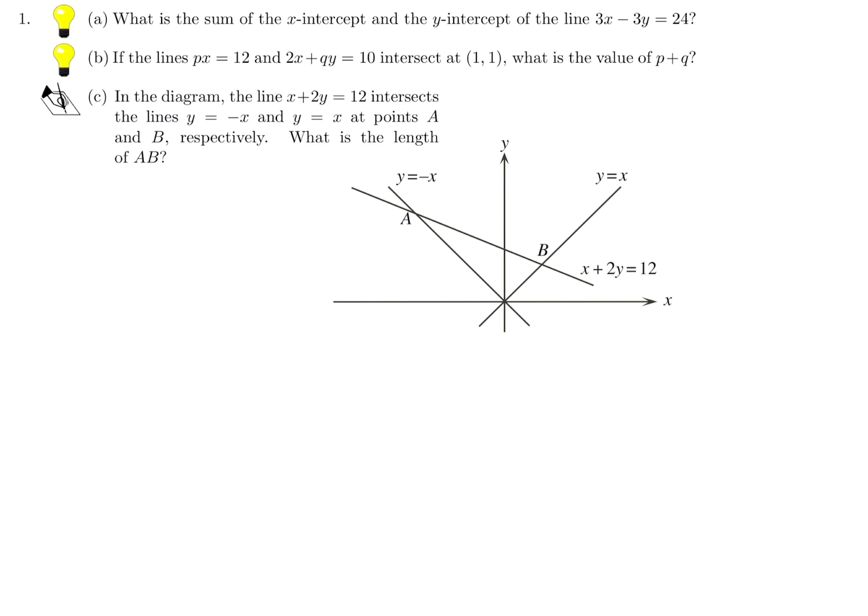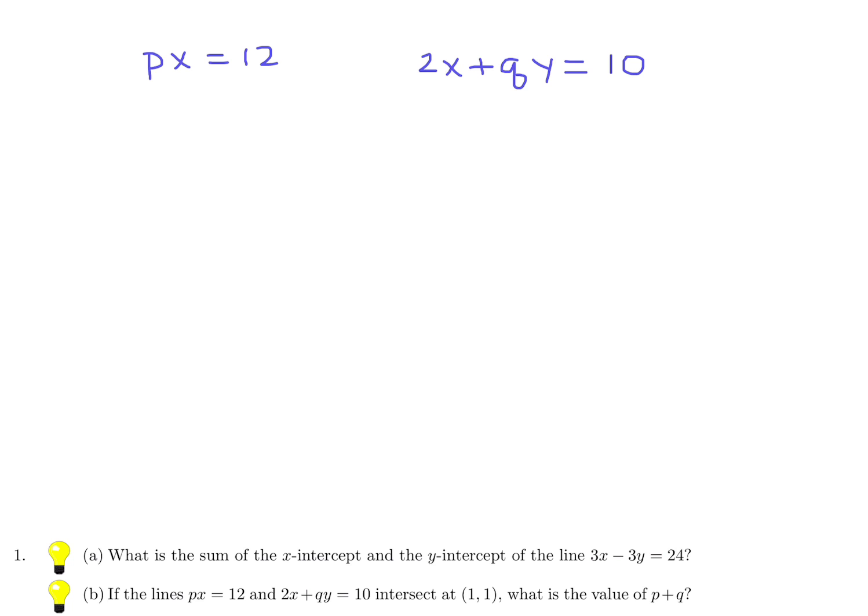If the lines px equals 12 and 2x plus qy equals 10 intersect at (1, 1), what is the value of p plus q? Because they intersect at this point (1, 1), that point will satisfy both equations. So let's first start with this guy. P times 1 is equal to 12, and very quickly we get p is equal to 12.